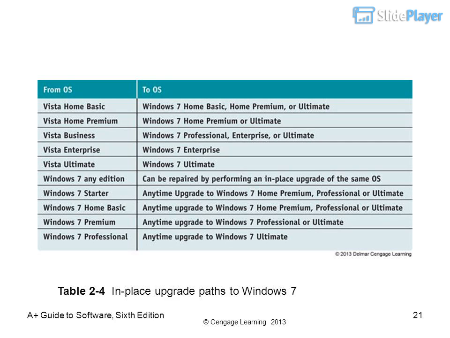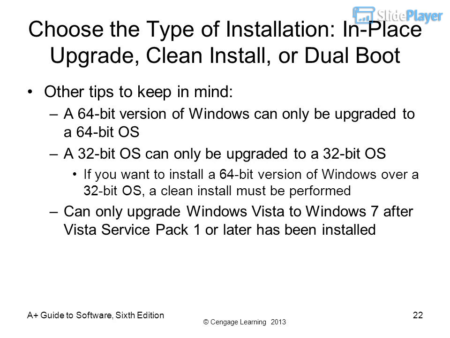Tables 2-4, in-place upgrade paths to Windows 7. A+ Guide to Software, 6th edition. Choose the type of installation: in-place upgrade, clean install, or dual boot. Other tips to keep in mind.